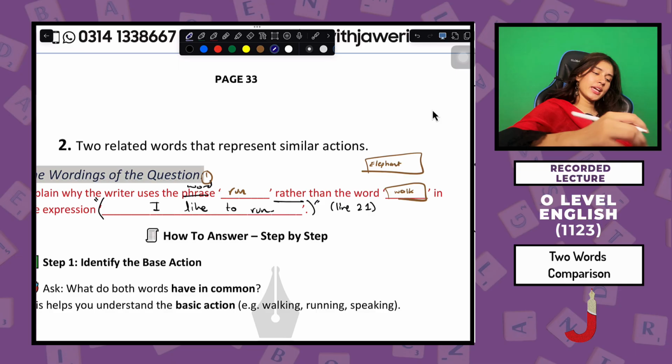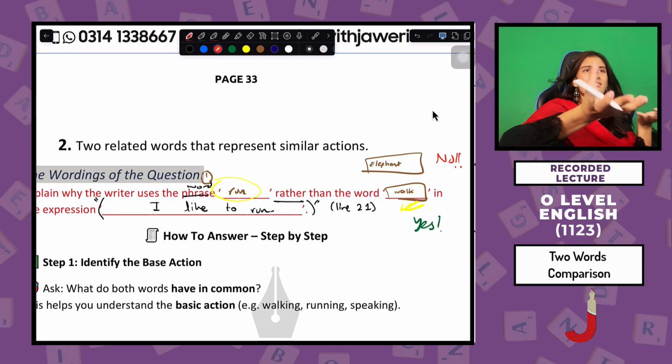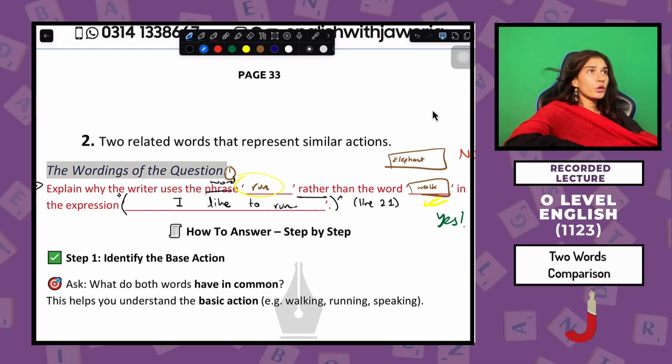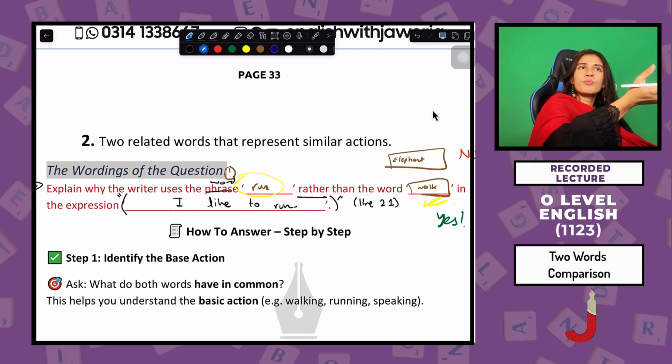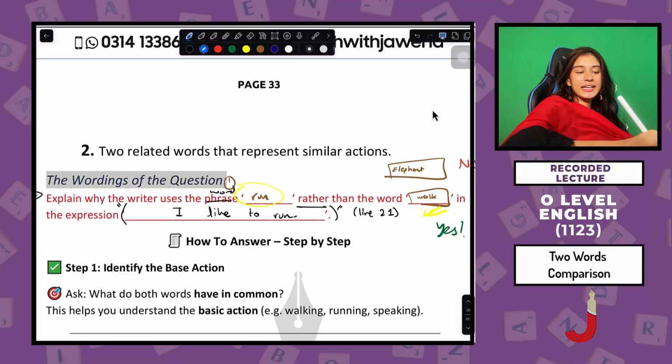But instead, if I say, why has the writer used the word run instead of the word walk? Does that make sense? Yes. Did this one make sense? No. Why did the word run and elephant not make sense? Because there is literally zero connection between them. It's like when your parents compare you to your cousins. They compare you because there is some comparison, there is some connection. I hope they don't. I'm assuming they won't compare you to an 80-year-old.